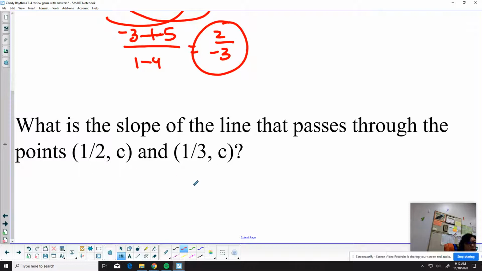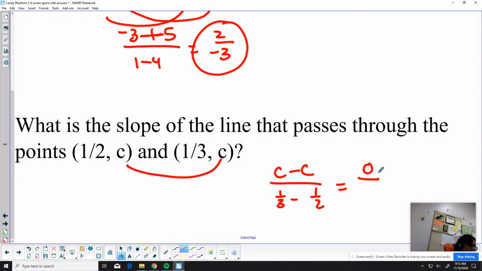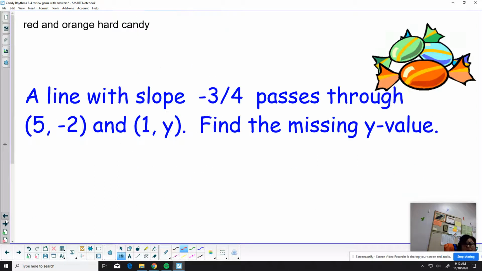And here I've got letters instead, and fractions as well. On the top I've got c minus c, and on the bottom 1/3 minus 1/2. So that's 0 over something. 1/3 minus 1/2 is negative 1/6. But if I type that into Desmos, 0 divided by any fraction is going to give me 0. So my slope is 0, which means it's a horizontal line.